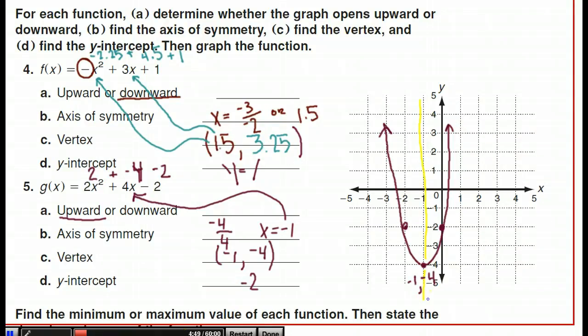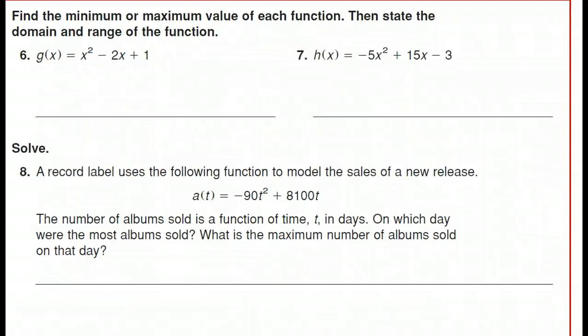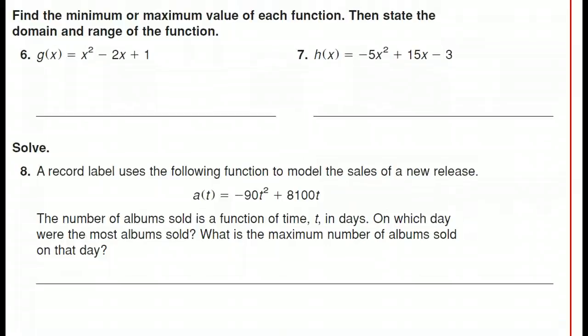Okay. Let's go back and find the maximum and minimum for 6 and 7. Find the maximum or minimum value, and state the domain and range. If it is a maximum, that means that it opens up or down. If it's a maximum, that means it's a hill. So that would be opening down. So that is going to have a maximum. And opening upwards is going to have a minimum.